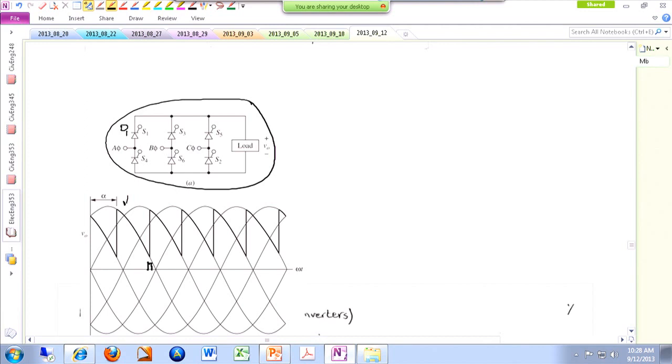Okay? So this is I gate for SCR number 1. Before triggering it, what happens is SCRs number 5 and 6 are on. So we are pretty much following the voltage that we had before.